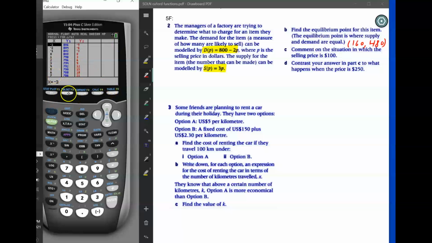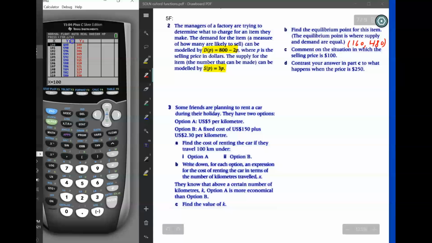One way we could jump down to 100 is we could do second table set and change table start to 100, and the beginning of the table will be 100. Then we don't need to graph it or anything, or change the step size. So when the selling price is $100, I forgot which was which. Oh yeah, the first one is the demand curve.